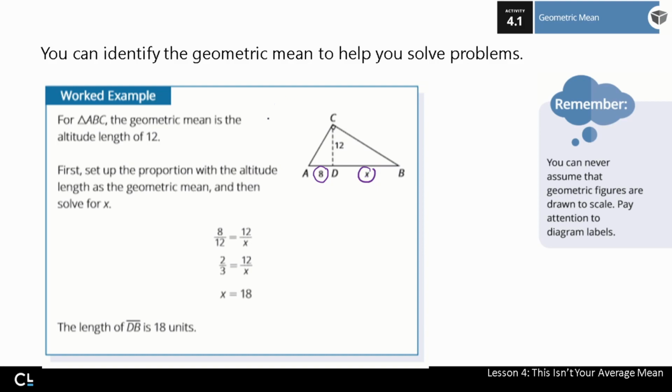So this one is actually using the geometric mean, but we don't have to find the geometric mean. So what they do is they set it up. They know that it's going to be 8 over the altitude, which is 12, and then 12, the altitude, over x. So then what they do first is they simplify to make it easier, and then they'll cross multiply, right? So we'll get 2x equals 36, and then they divide both sides by 2, and they get x equals 18, right? Now let's do our own problem.